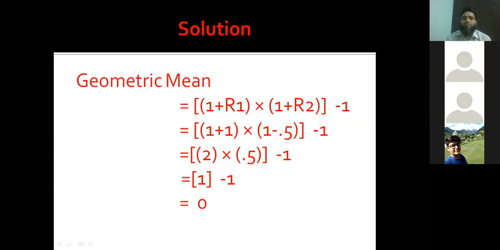So in this case, geometric mean will give you the exact answer, and geometric mean is used when you have to calculate average where values are given in terms of growth rate, growth percentage. Okay, this example is clear to you? Yes, sir.